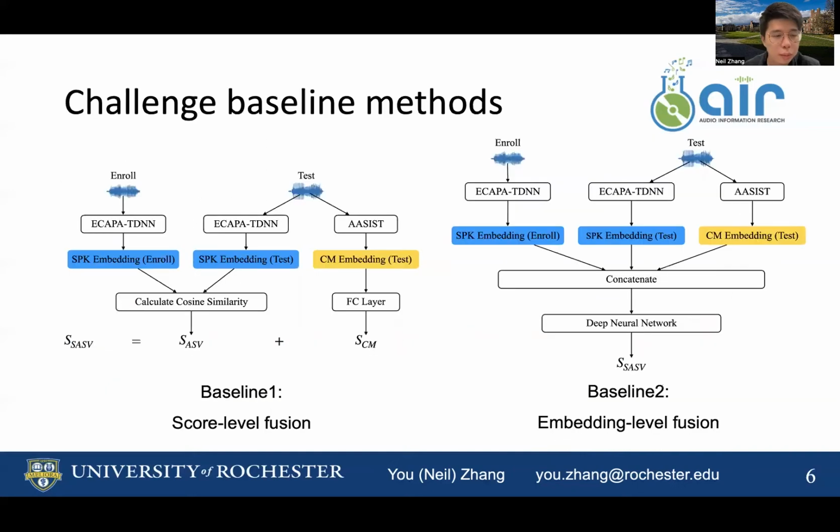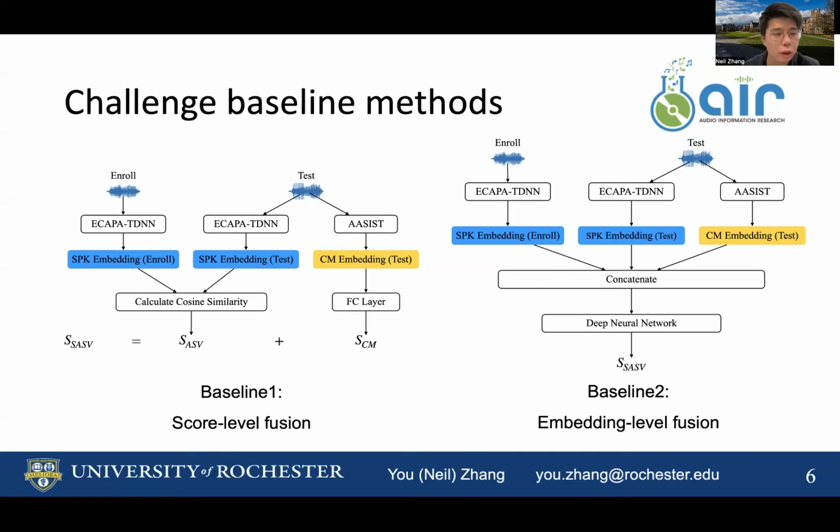The baseline methods are all fusion-based methods. Baseline 1 is score-level fusion, and baseline 2 is embedding-level fusion. For the two subsystems, the ASV subsystem uses the ECAPA-TDNN method, pre-trained on the VoxCeleb2 dataset. For the anti-spoofing subsystem, they use AASIST, also pre-trained on the ASVspoof 2019 dataset.